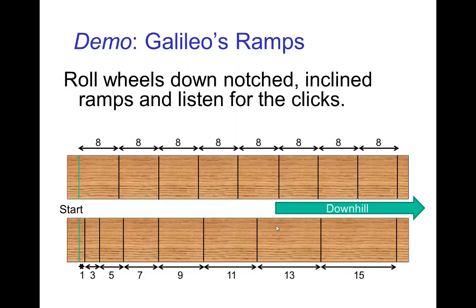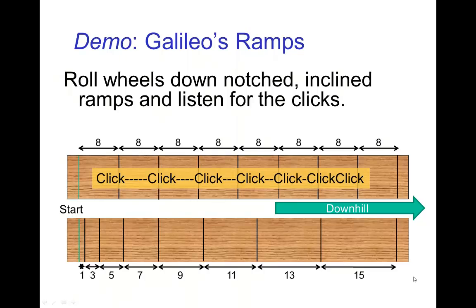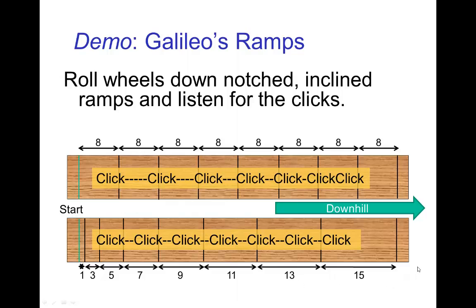Now, he had another ramp where the spacings were set using the odd rule. So the first spacing maybe was 1 inch, the next spacing was 3 inches, the next spacing was 5 inches. And then when he rolled the ball down that ramp, the clicks sounded like click, click, click, click, click, click, click, click. Of course, the ball was going faster near the bottom of the ramp, but the spacings were longer and exactly the right ratios, which gave the clicks in a uniform rhythm, just like I was imitating a moment ago. And finally, Galileo discovered that this happened no matter how shallow the slope or how steep the slope of the ramp. It always followed that pattern.